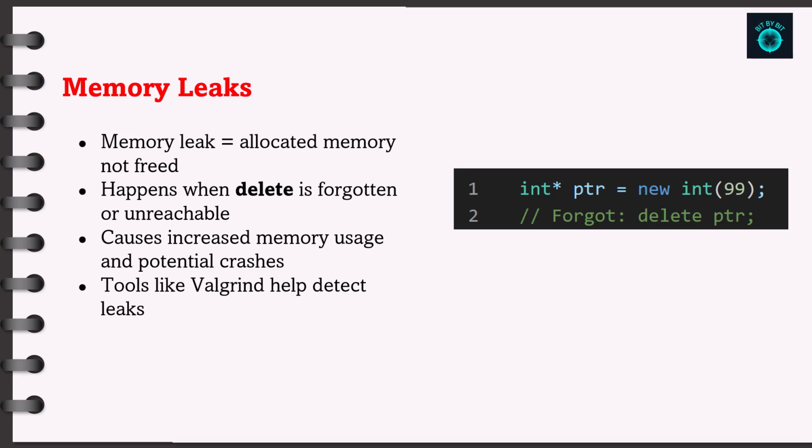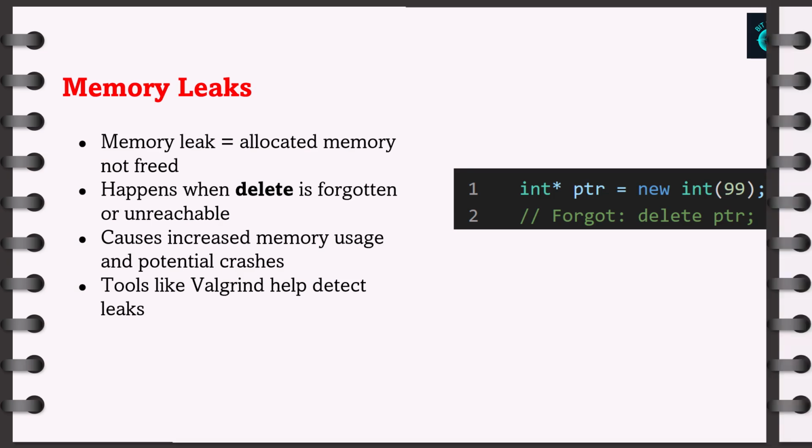Over time, these forgotten memory blocks add up. In long-running programs, this can cause your computer to slow down or even crash. To avoid memory leaks, always make sure every new has a matching delete. There are also tools like Valgrind that help find memory leaks by analyzing your code while it runs.